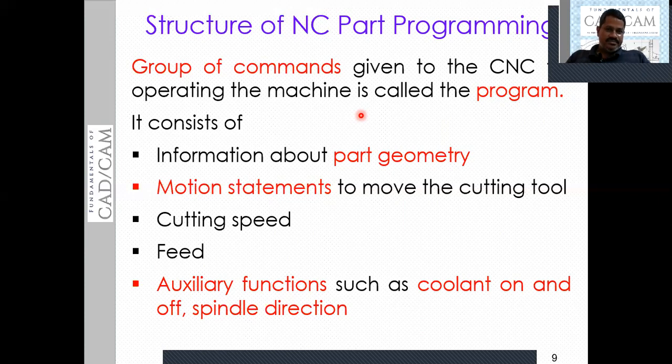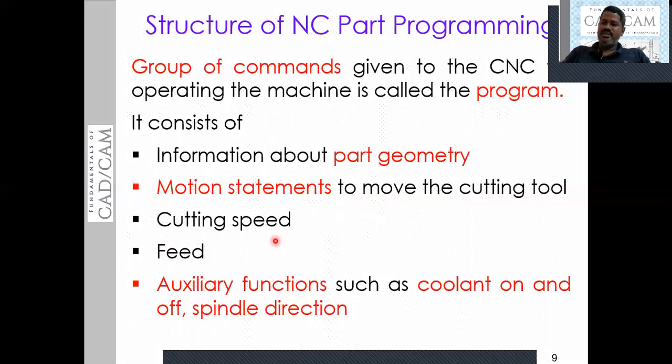Normally, the program should consist of information related to the part geometry. We require the information related to the part geometry. Then the motion statements. Whether the spindle should rotate at some speed, and whether to use coolant or not, all these are called the miscellaneous statements.